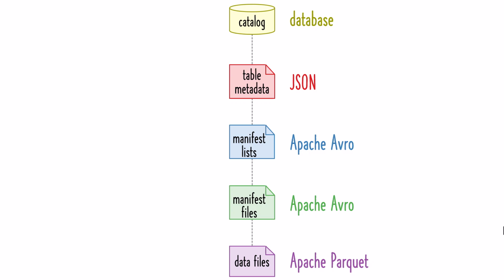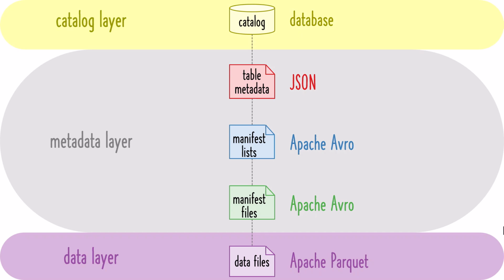A database is often used for the catalog. Table metadata is formatted in JSON. Manifest lists and files are Avro, and data files are usually Parquet. You'll often see these referred to as layers, where the catalog points to the current metadata and the metadata points to the associated data.